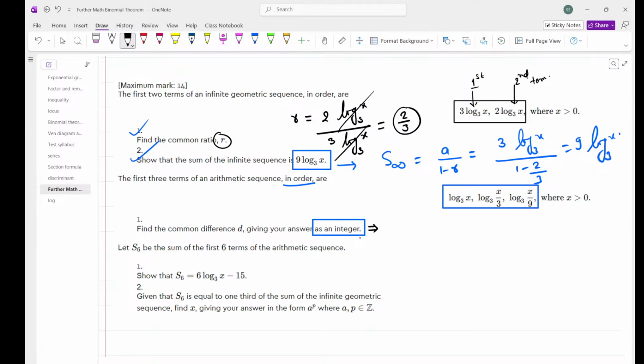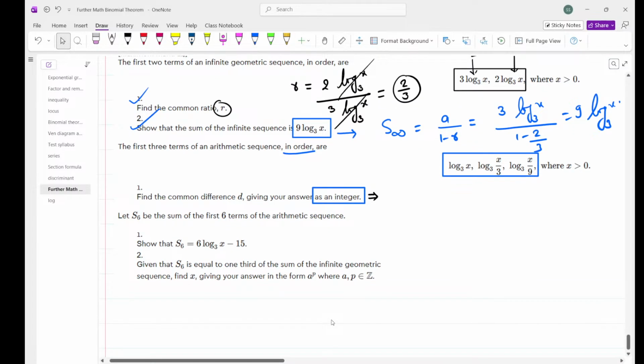Yeah, okay, I can do that. What's the answer? S6 is equal to one third of the sum of the infinite geometric series. Okay, so wait, you have solved the common difference? Yeah, I'm on the last question. Very nice.